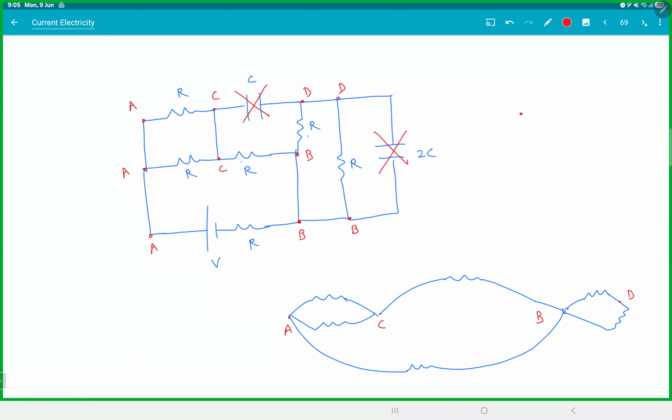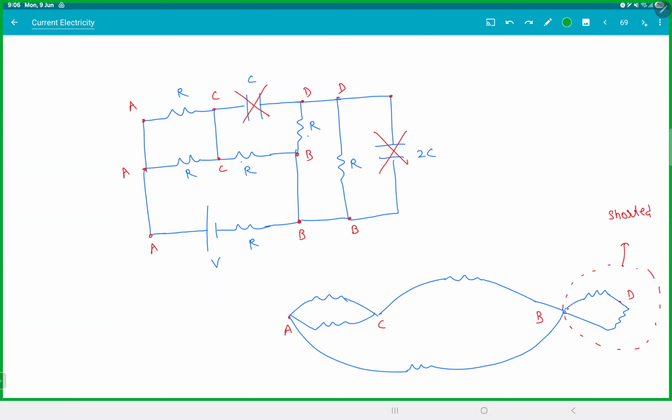Are you getting it? If I take a battery and a resistor connected like this, what will happen? That's useless, isn't it? So this part is actually useless. This is what got shorted. So basically this resistor and this resistor are also useless. Okay, so we got a circuit.